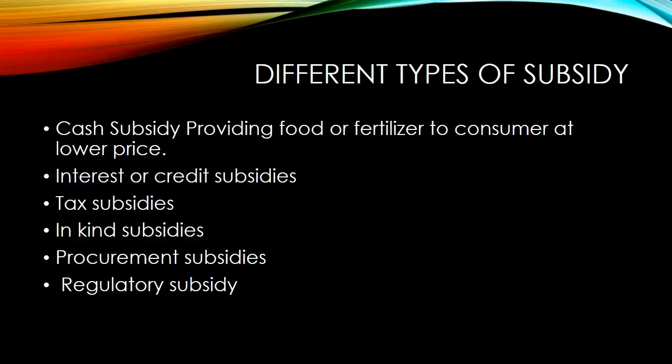Different types of subsidy. Cash subsidy, providing food or fertilizer to consumer at lower price. Interest or credit subsidies. Tax subsidies. In-kind subsidies. Procurement subsidies. Regulatory subsidy.